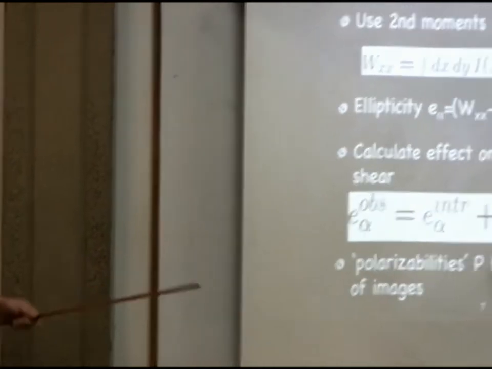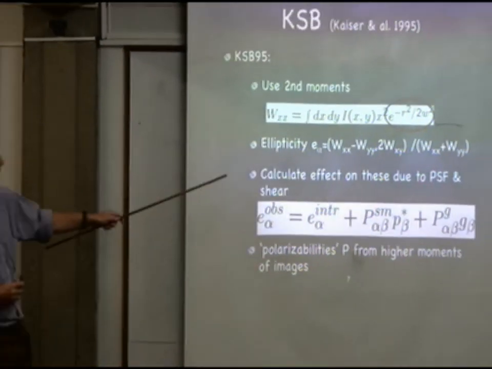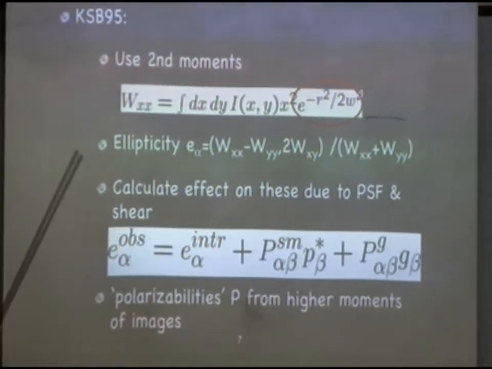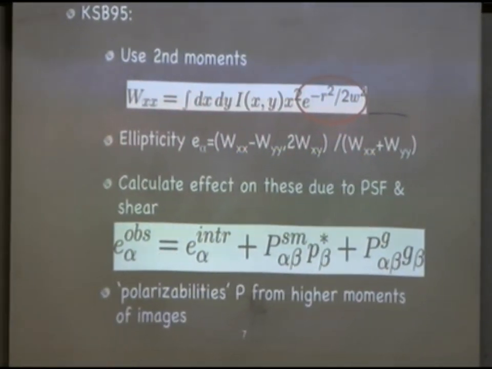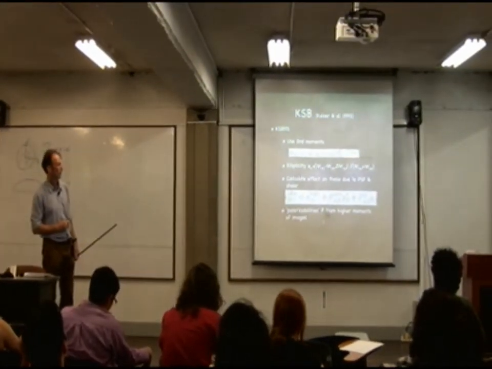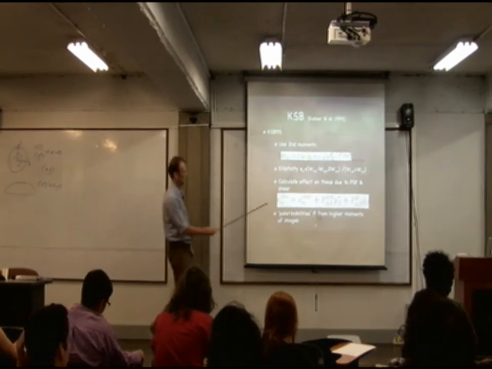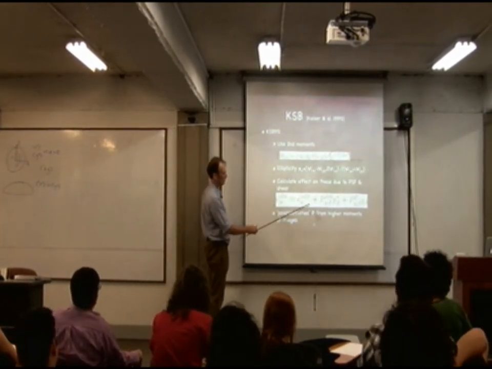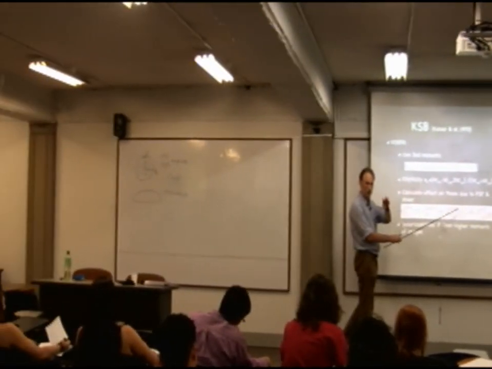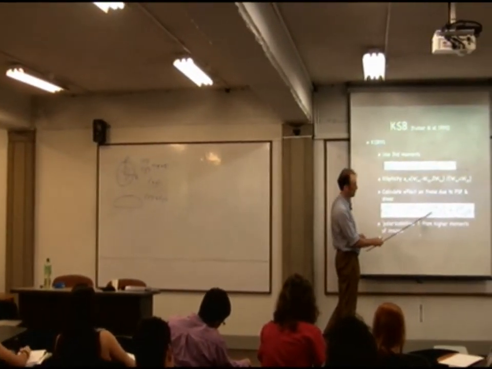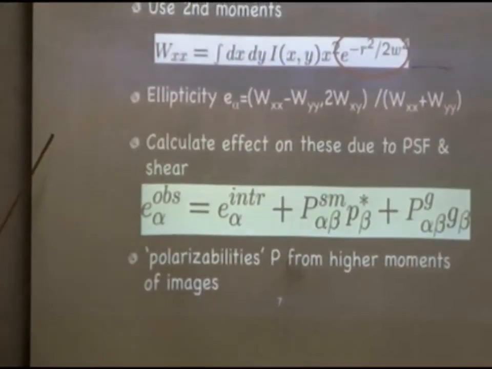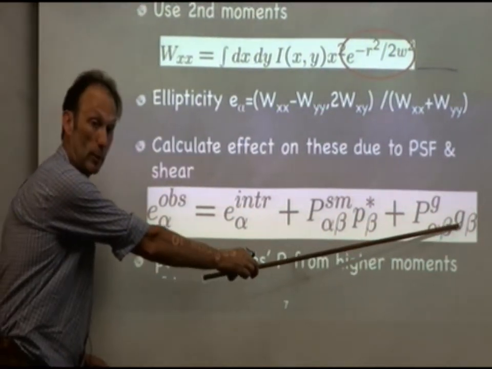And so what is done in KSB, and I'm going to spare you all the details, is that you can work out how these ellipticities as defined like this will change when you apply a shear to this galaxy, when you stretch it by a certain gamma 1 or gamma 2. You can see here the ellipticity that you observe is the intrinsic ellipticity plus some complicated expression which relates to how the point spread function, the blurring of the image, is changing the ellipticity, plus another complicated expression which is related to the shear, which I've called G here instead of gamma, but it's almost the same thing.